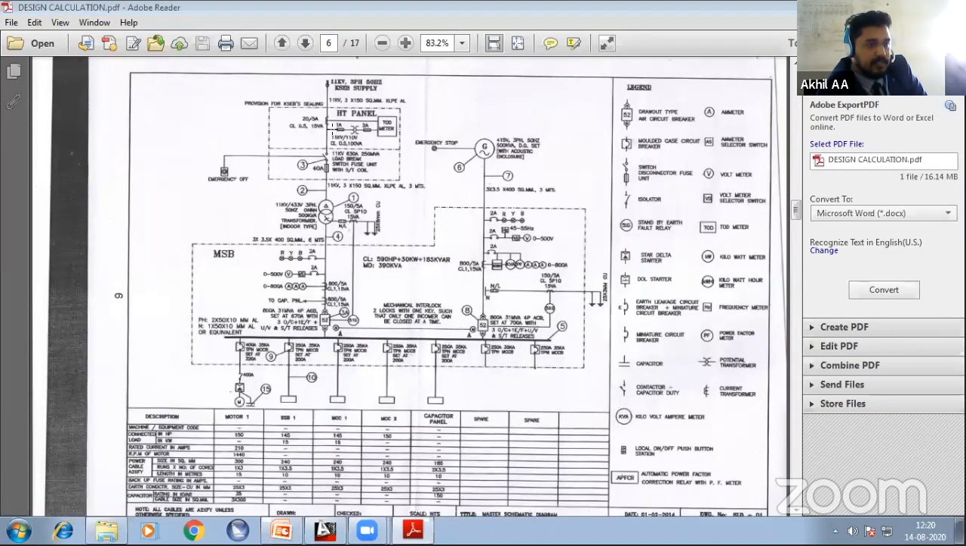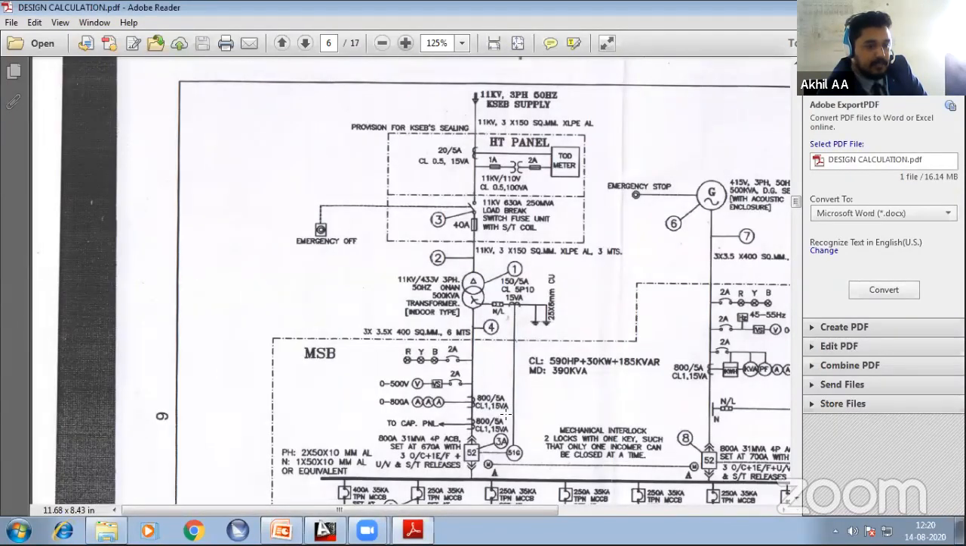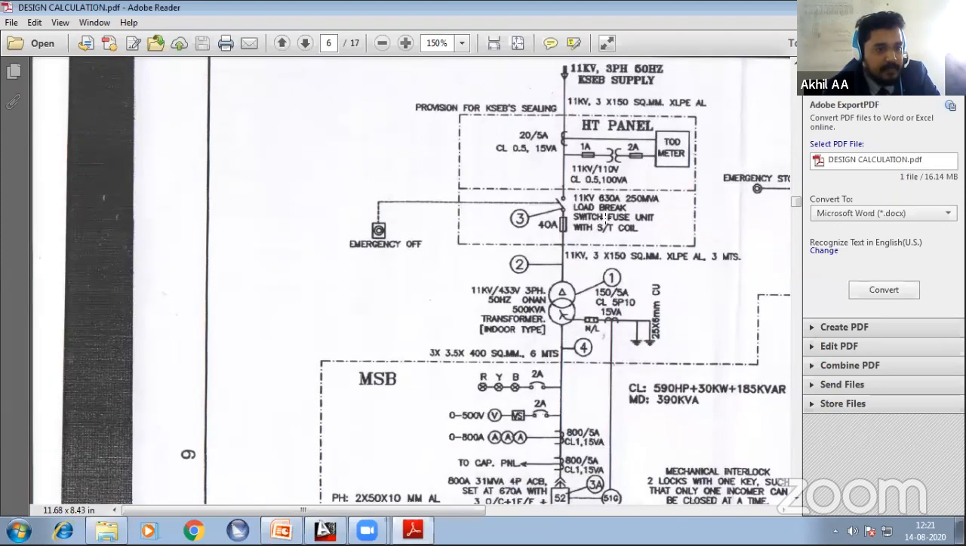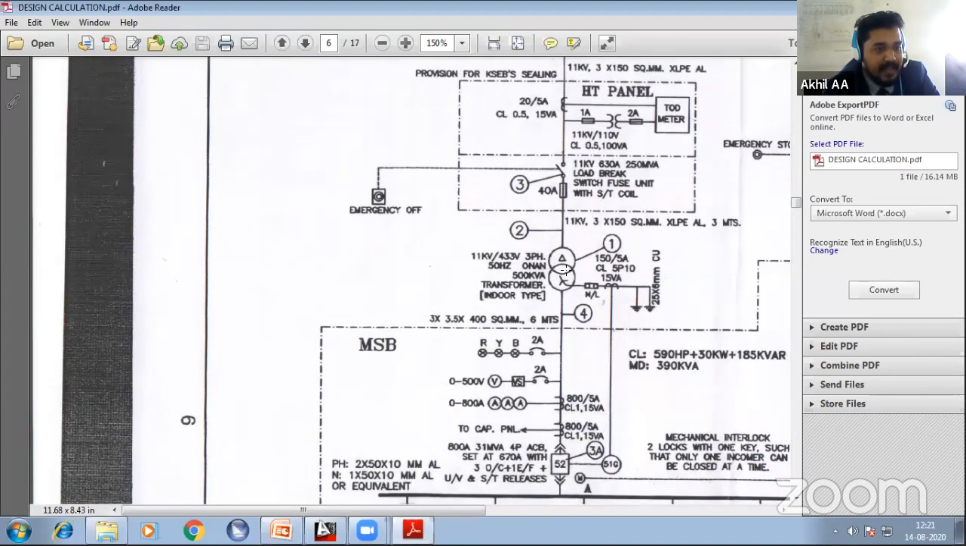This is how the single line diagram is represented. 11 kV supply is coming into the HT panel. As you have seen in the previous diagram, you can see the HT panel, and from the HT panel you can see the LBS unit, which is directly connected to the transformer. You can see a 500 kVA, oil natural, air natural transformer.